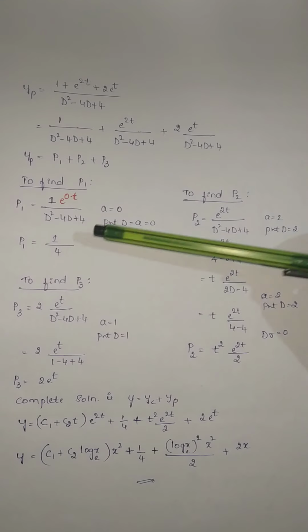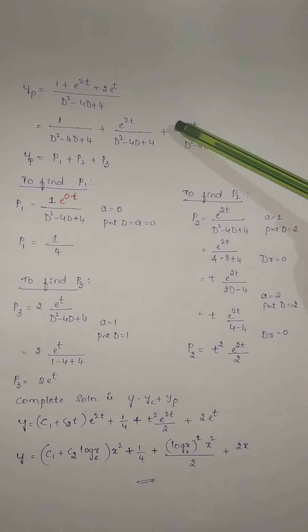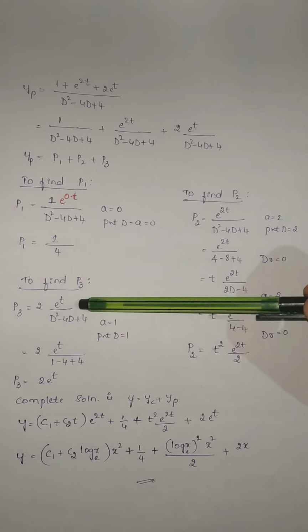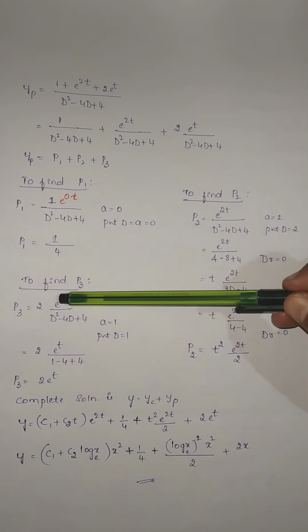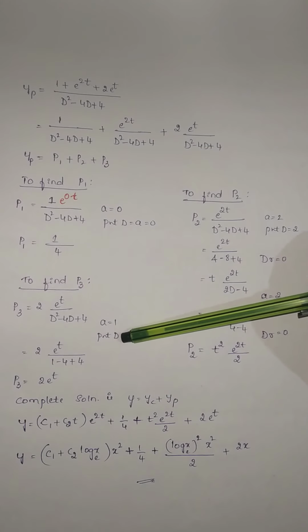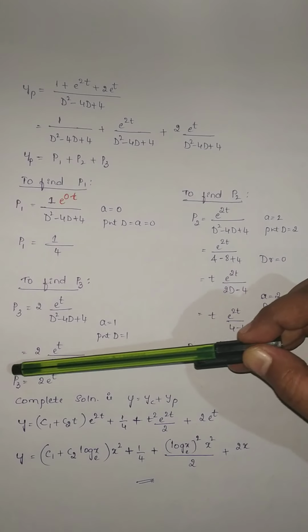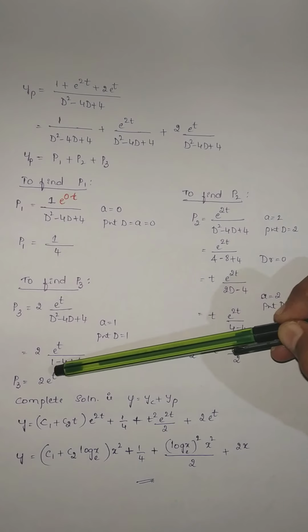Now coming to P3, P3 = 2e^t divided by (D² − 4D + 4), again type 1. Identifying the value of a as 1 and substituting the same in the denominator, you get P3 = 2e^t.